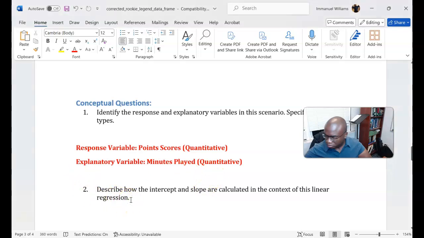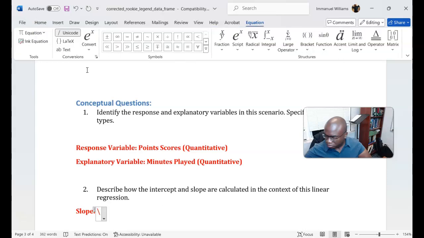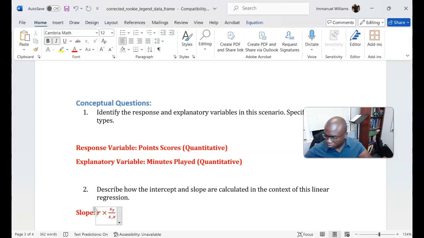So when it comes to regression, you have to find the slope first. Slope is found by the following equation, which involves the correlation. It is R times the ratio of the standard deviation of my response variable and the standard deviation of my explanatory variable. And this is what b1 is equal to.